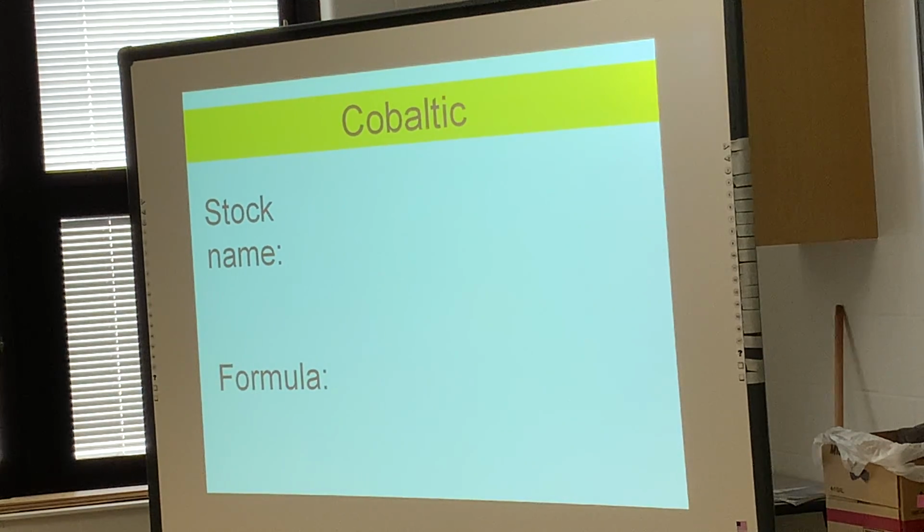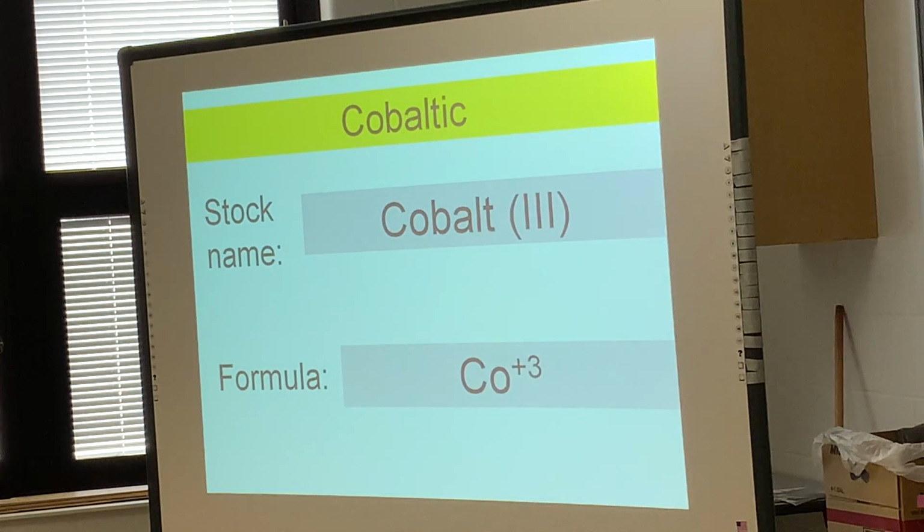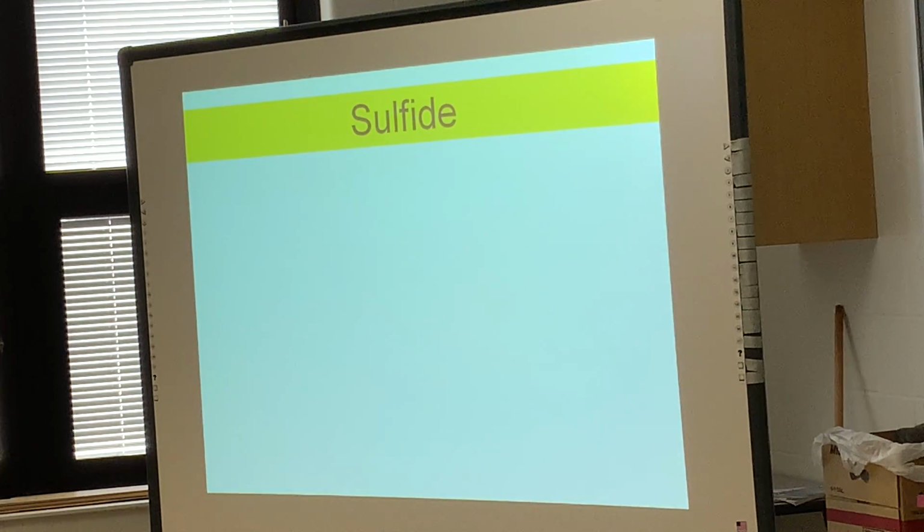Cobaltic. What are the two charges for cobalt? 3, 2. Cobalt 3. So Co3. So this is your higher one. Cobalt 3. Sulfide. This is negative 2.